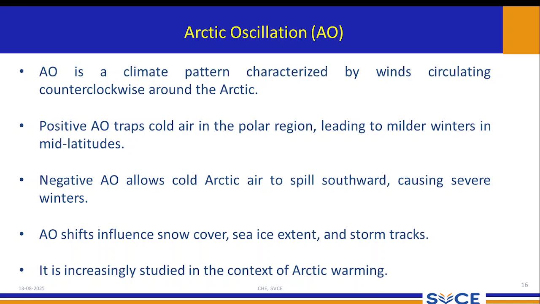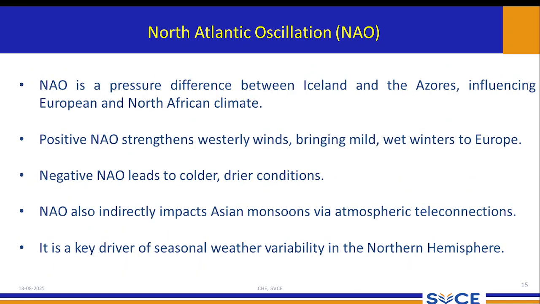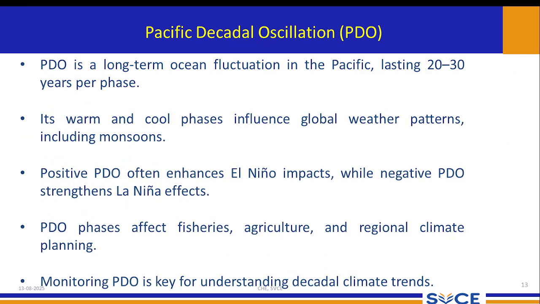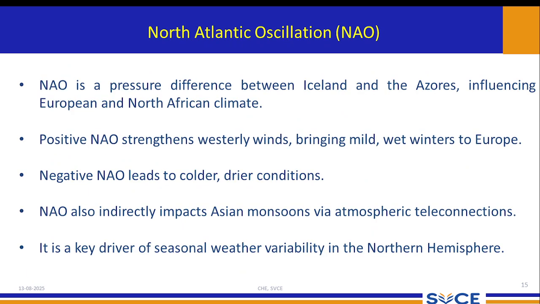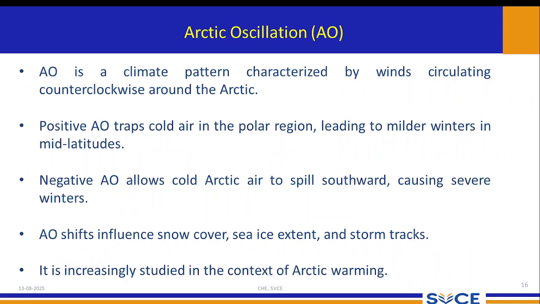So what is understood actually? All this, AO, NAO, IOD, and PDO, talks about the oscillation: how the wind pattern affects the regions, whether it gives a positive effect or a negative effect. Because of that, whether flooding takes place or it becomes dry, and so on and so forth.